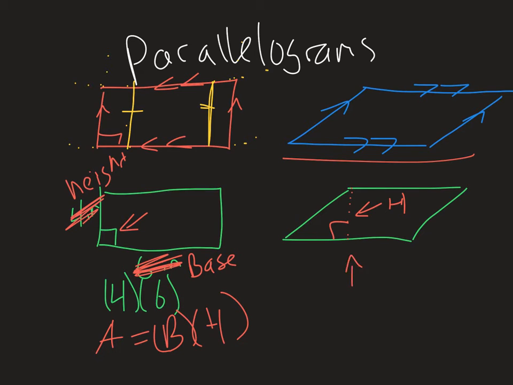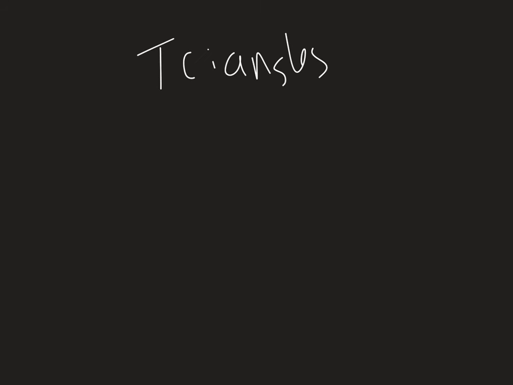It'd be this side, so then this side would be the base. And then we would use the formula area equals base times height. And this would be the main takeaway from this portion. Now let's talk about triangles and how to find their area.